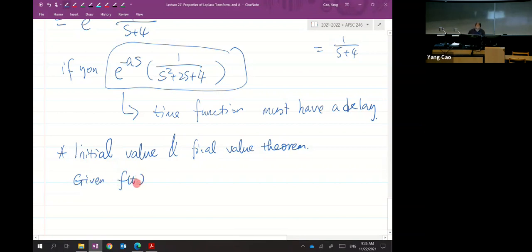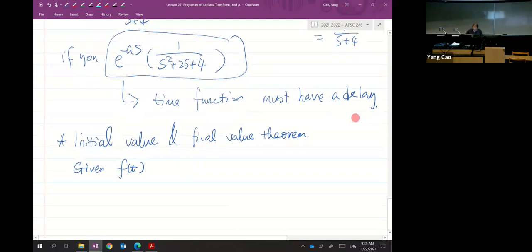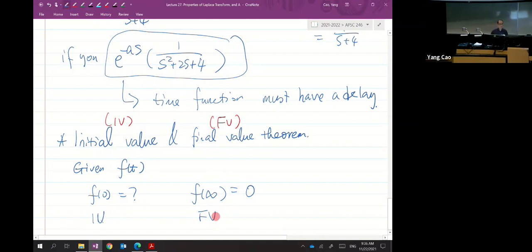So let's say I have a time function f of t given. Initial value, let's call this IV. Final value, let's call this FV. Often in time, you'll be interested to know what is the function's value at t equal to 0, and what is the function's value at t equal to infinity? This is called the initial value, and this is called the final value.